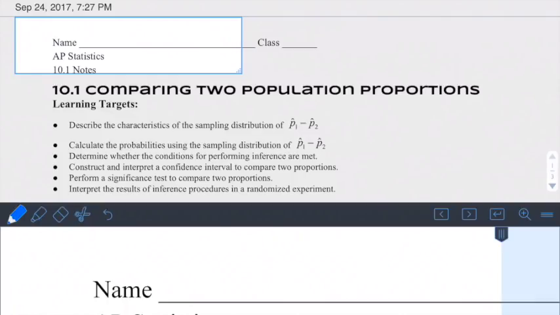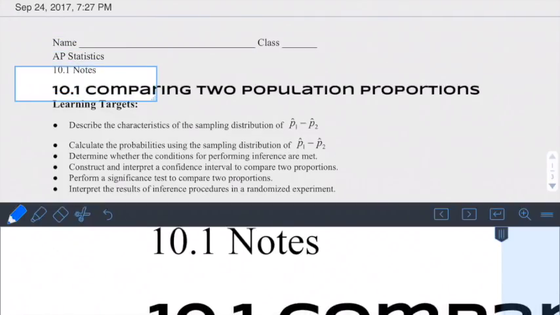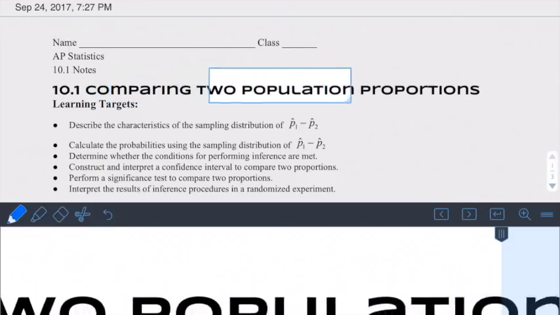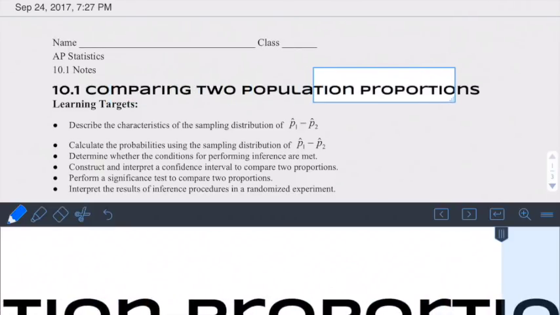Hi AP Stat students. In Chapter 10, we're going to talk about comparing two different population proportions. Everything we've done so far has kind of led up to this moment, all these transformations and hypothesis testing. This is where we actually look at running stats on two different things and making comparisons.